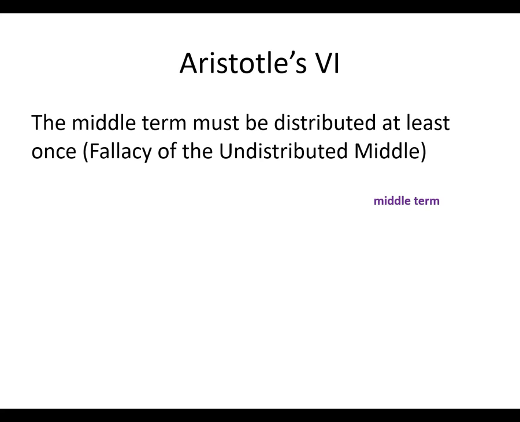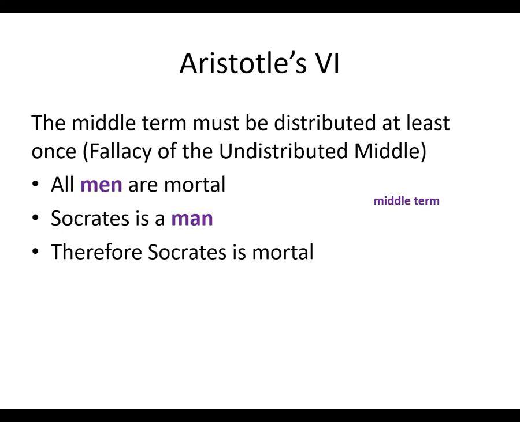Next, the fallacy of the undistributed middle. The middle term must be distributed at least once. The middle term, in logic, is the one that does not appear in the conclusion. All men are mortal, Socrates is a man, therefore Socrates is mortal. You have your three terms: men, mortal, and Socrates. Which of those three terms doesn't show up in the conclusion sentence? It's man. Therefore, man is the middle term.